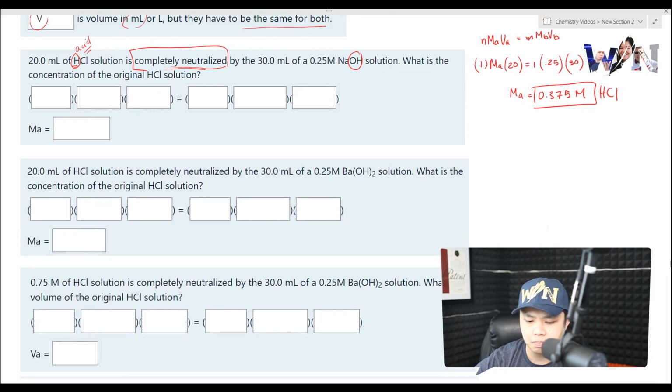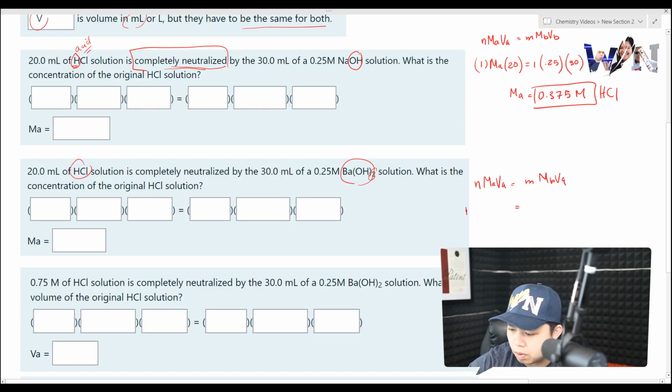Let's try another problem. Here we have the same situation, but it's neutralized with Ba(OH)2, and notice how we have a 2 right there. What is the concentration of HCl in the original solution? So again, same thing, plug it in. The HCl only has one H, so we just put 1. Ma, we are looking for as well, and V, we know, is 20 milliliters.